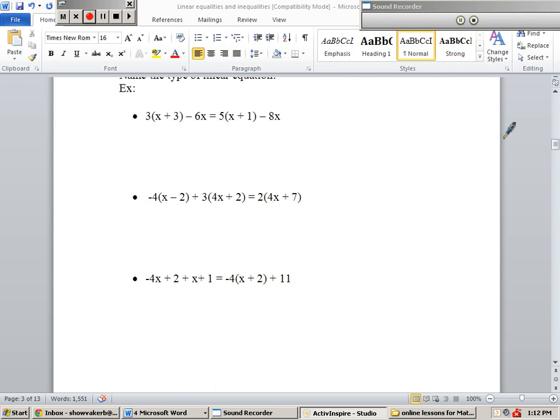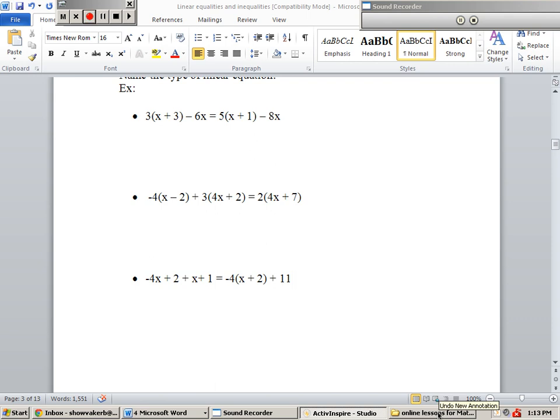On the next one, I have to distribute here. So I have negative 4x plus 2 plus x plus 1 equals negative 4x minus 8 plus 11. No fractions, so let's combine like terms. Negative 3x plus 3 equals negative 4x plus 3. Bring over my x's, bring over my numbers. 1x equals 0. Now please don't assume that this means that's one of your special ones, a contradiction or identity. Just x can equal 0.